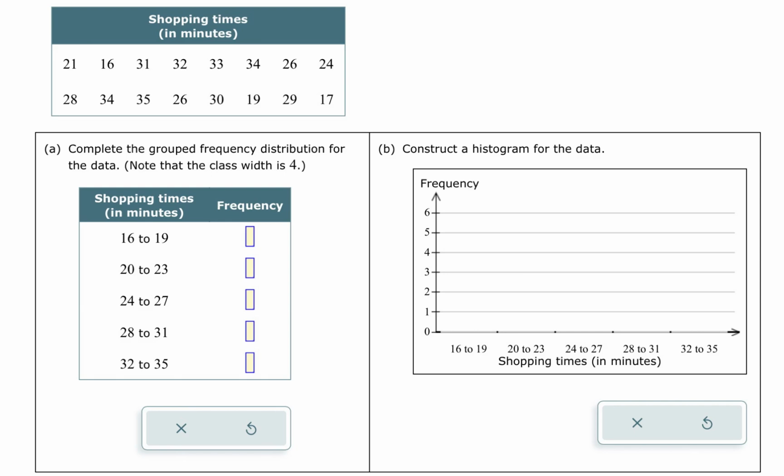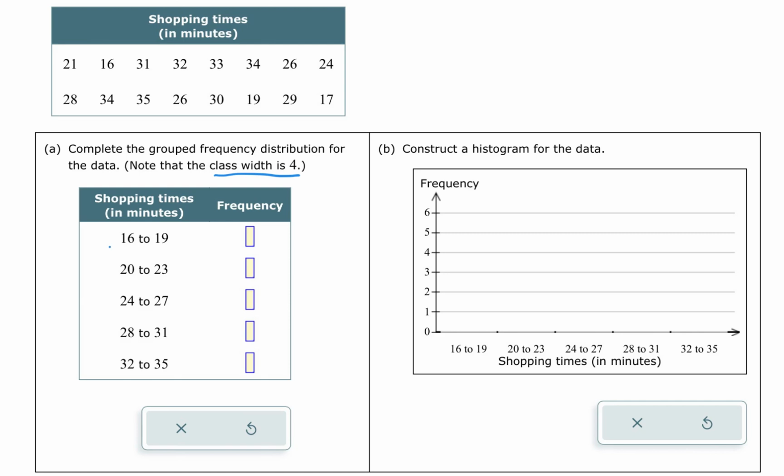This problem says here are the shopping times in minutes for each of 16 shoppers at a local grocery store. The first step to creating a histogram is to create a frequency distribution table. A frequency table is basically just counting the data to find out how many pieces of data fall within each given range. It's telling us that we are basically grouping 4 bar graphs together because it says the class width is 4. The class width basically tells you how many bar graphs you're grouping together.